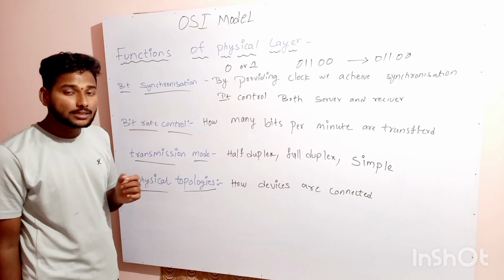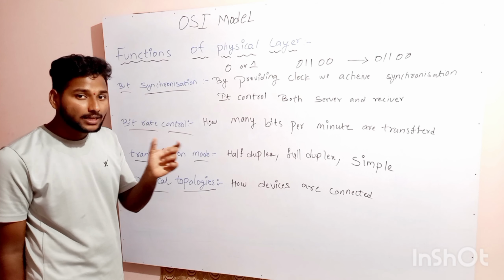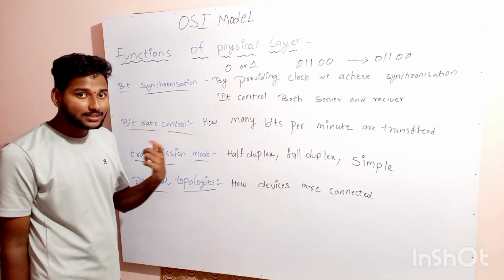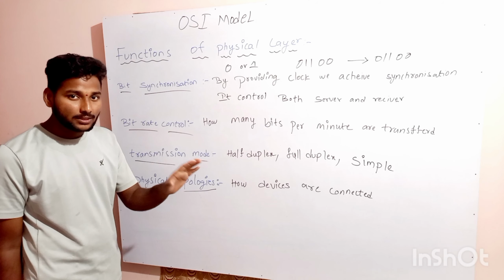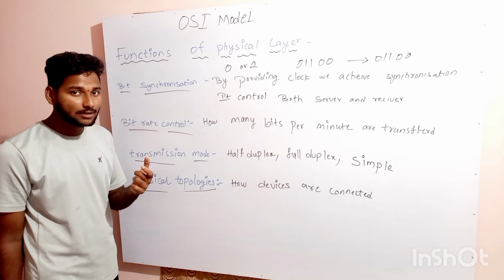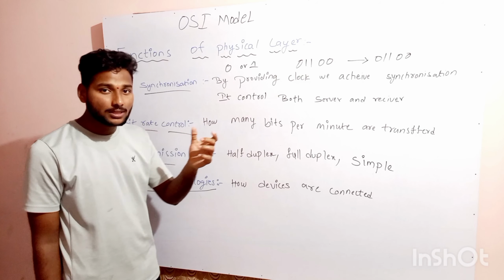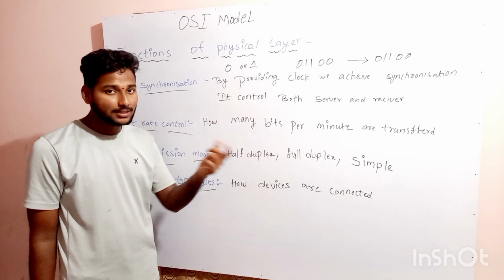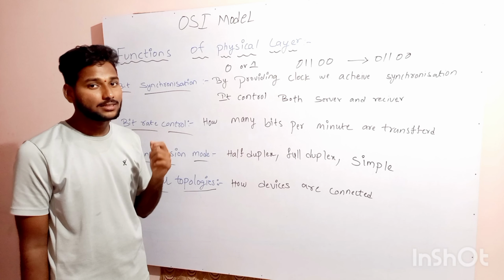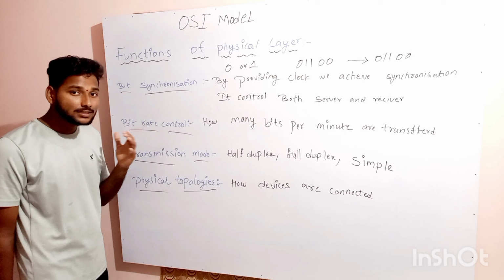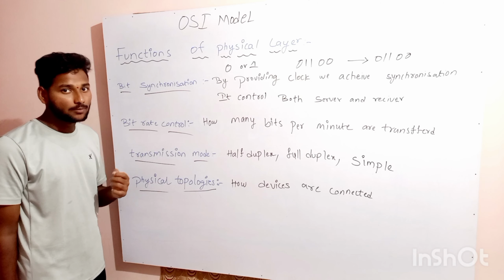First one is bit synchronization. Bit synchronization is achieved by providing a clock between the sender and receiver. It holds the receiver sometimes and the sender sometimes. It controls the receiver until the sender sends the bits. It holds the sender until the receiver sends the acknowledgement. By this, bit synchronization happens.